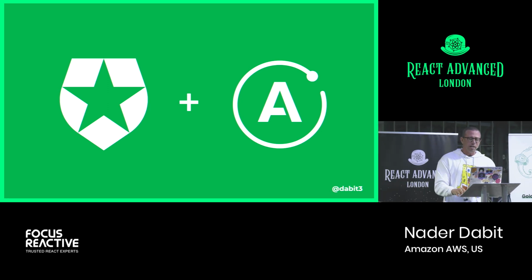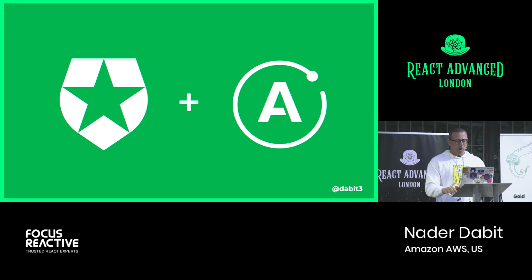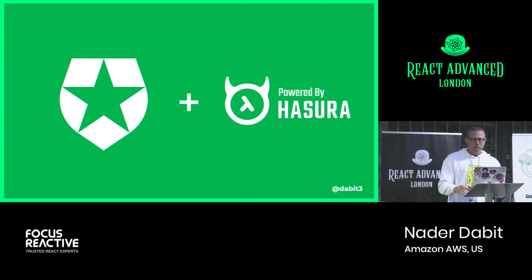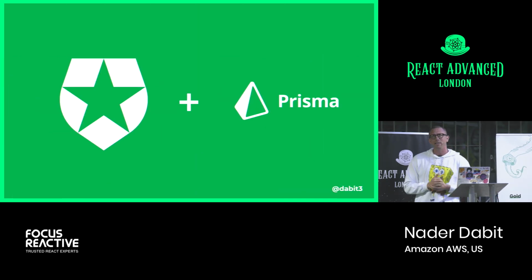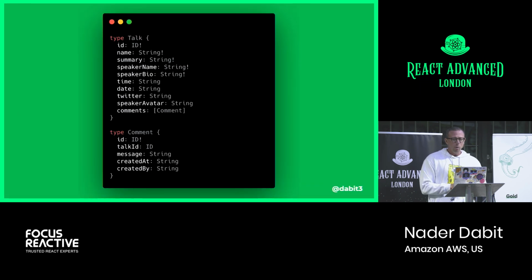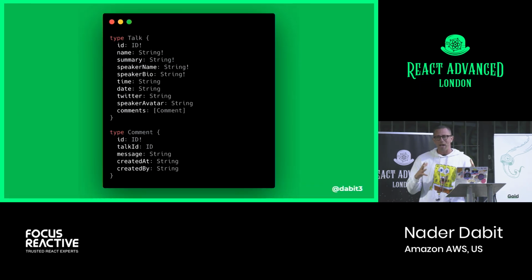For instance, you could use a managed authentication service like Auth0 with Apollo. If you wanted something similar to AppSync, you could use Hasura or even Prisma, and I think there's also 8base, and a few other things out there that are really good. So what we first did was talk about the data modeling.